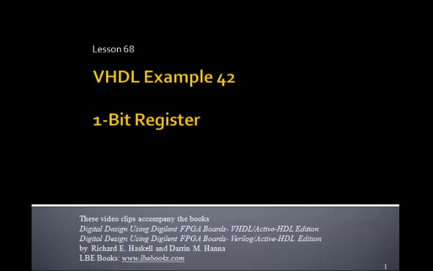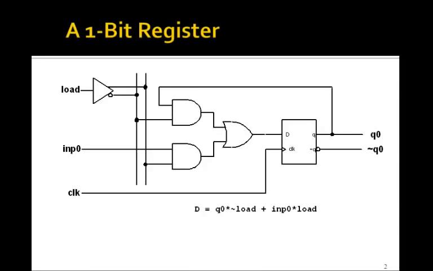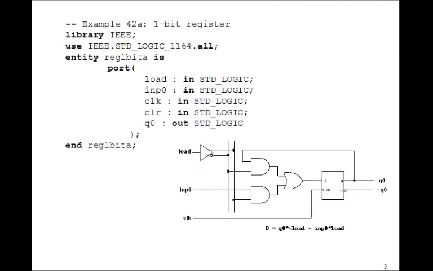This is lesson 68, VHDL example 42, and in this example we'll write a VHDL program for a 1-bit register. Here's the logic circuit that we developed in the last lesson for a 1-bit register. Remember, we just calculated D using this logic equation. So let's write a VHDL program for this.